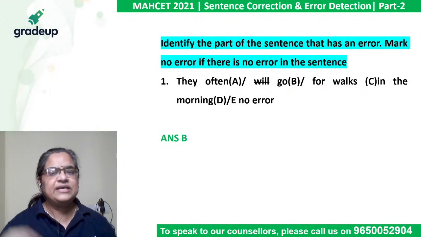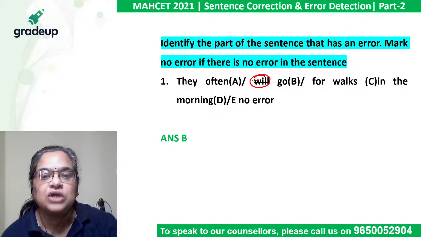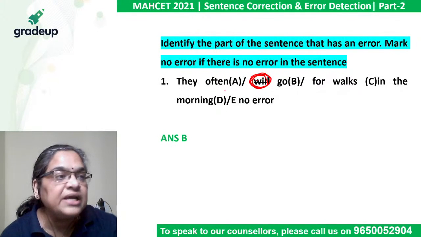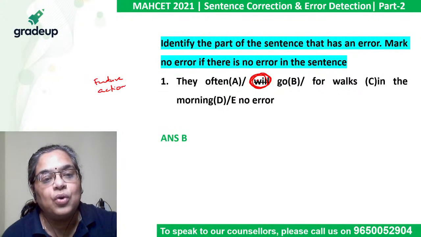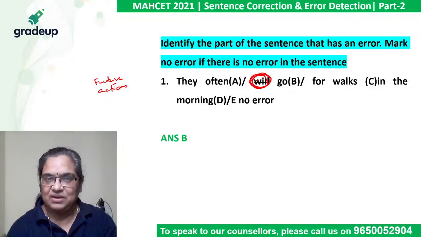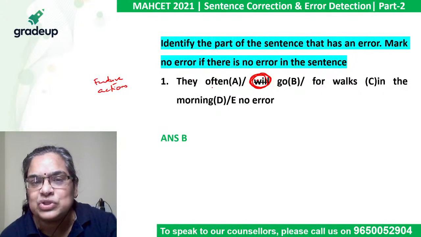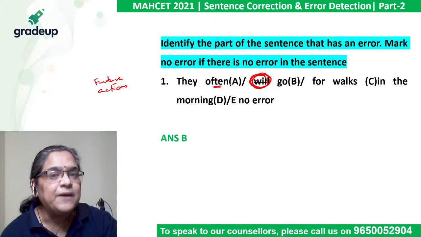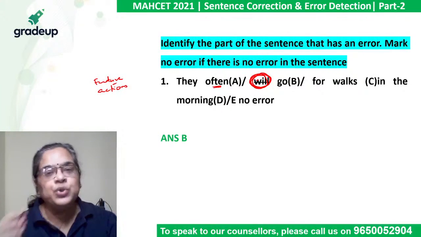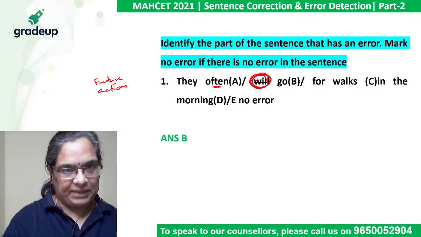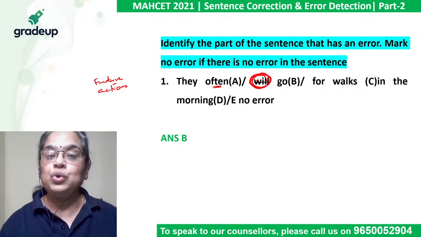So the error is, as Tarun rightly pointed out, they often go for walks. There is no will here. Will is only used when you talk of future actions, okay, or when you promise something. That also is future intent only. So when you talk of, especially when you use these words, often, sometimes, then you're talking of a habit, something that somebody does on a regular basis. I usually wake up early, but today I woke up late. I often walk in the evenings because in the morning I don't get time. Do not use a will.